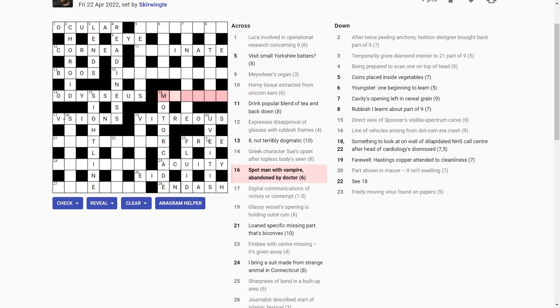So, top left and bottom right, fairly full. Spot man with vampire abandoned by doctor. Spot man. Ultra is usually either MB or DR, or there's various it can be. Not sure on that one. Cavities opening left in cereal grain.